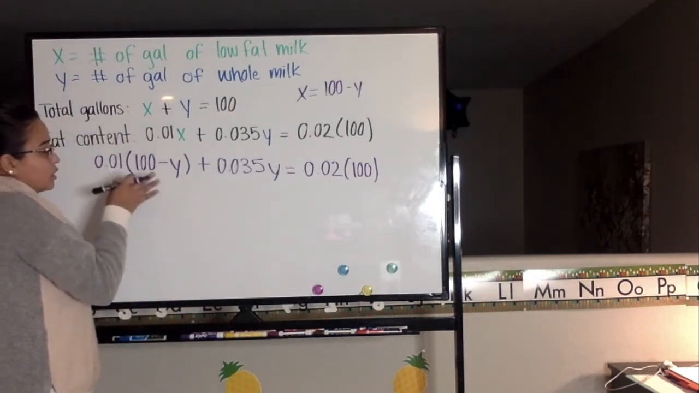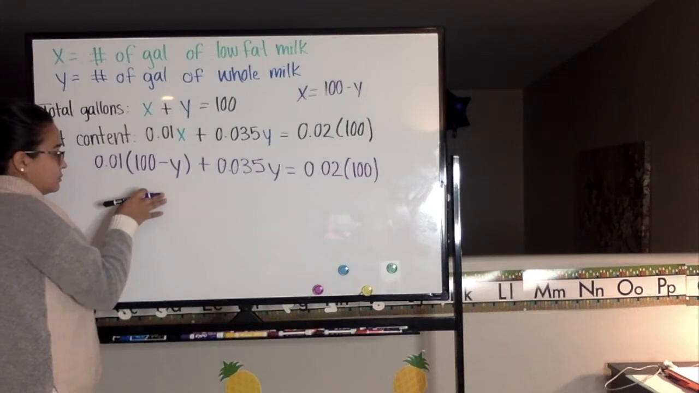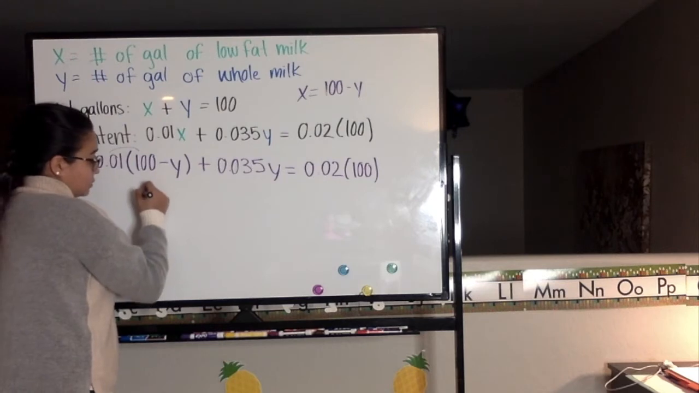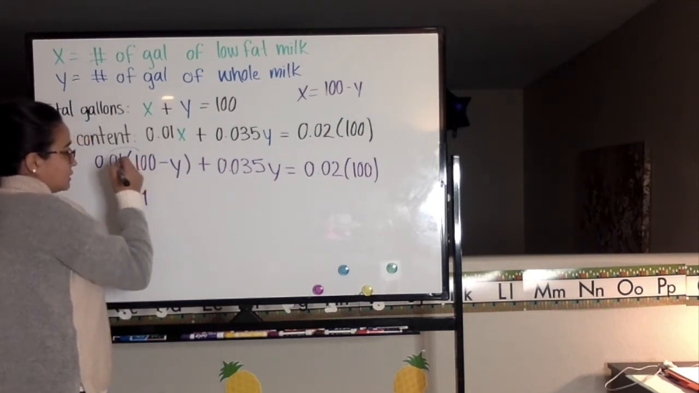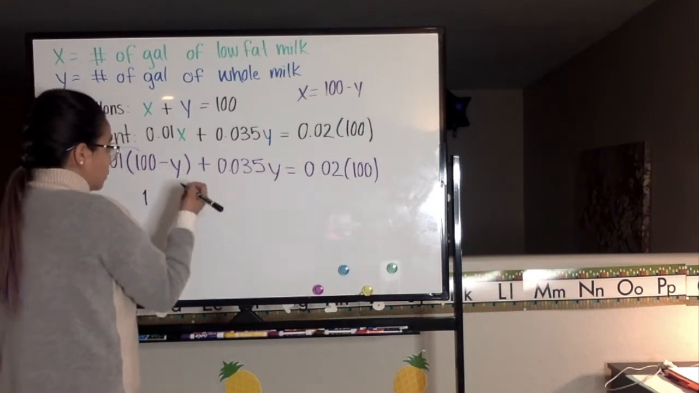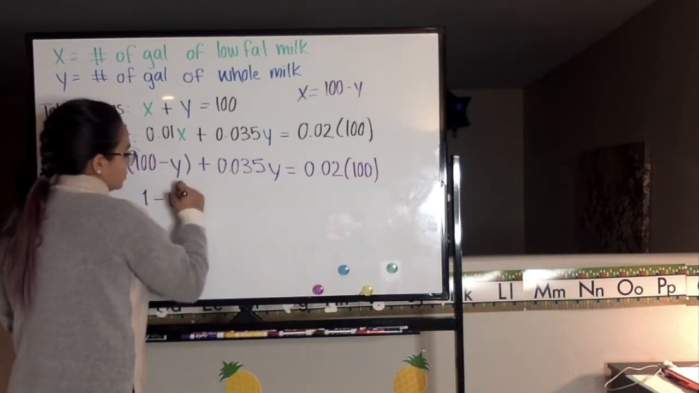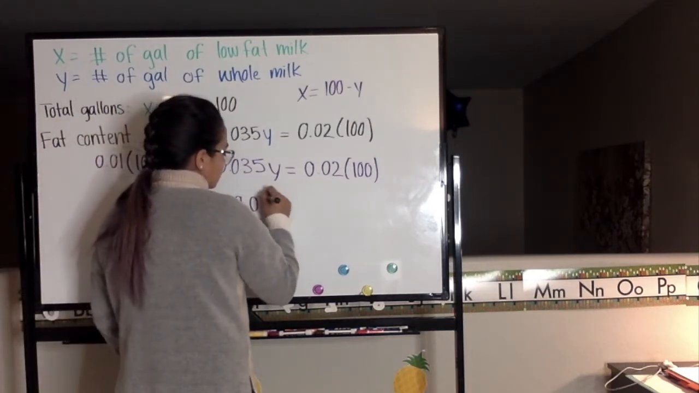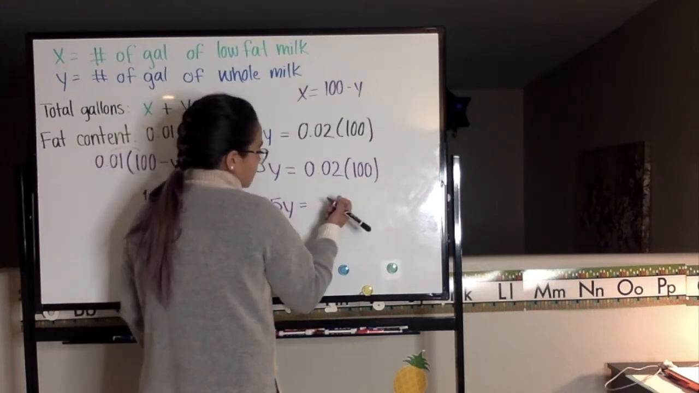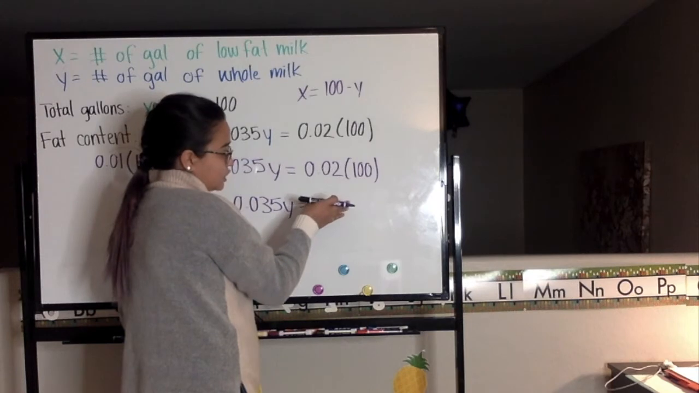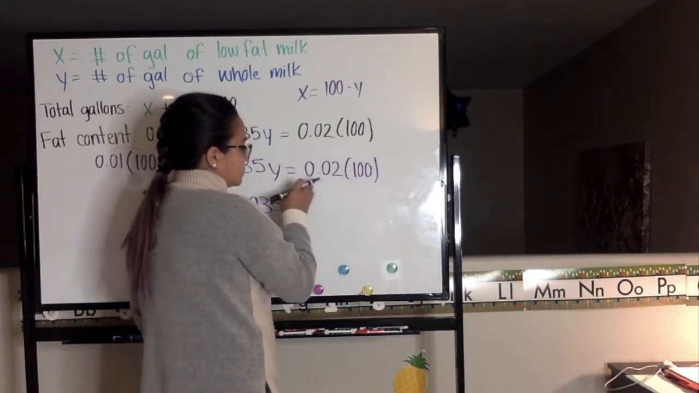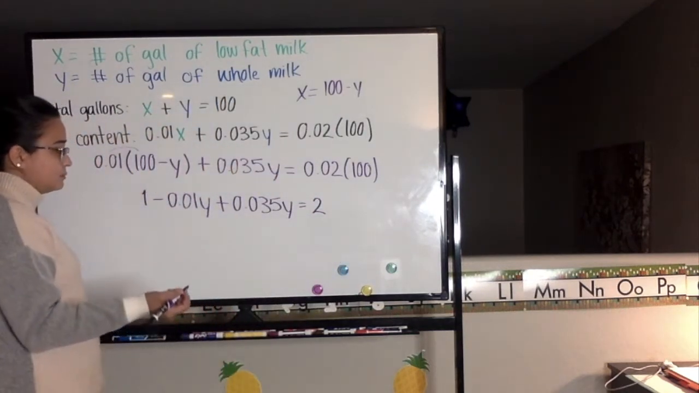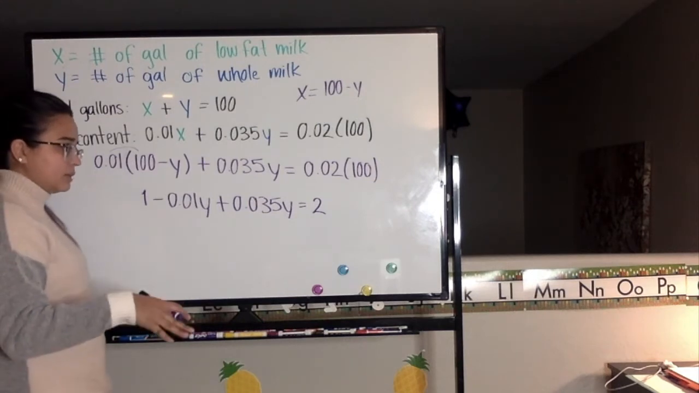Now we're going to start with this side. We're going to start with distribution. Now 0.01 times 100 is actually equal to 1, and 0.01 times negative Y is equal to minus 0.01Y, plus, write out the rest of the equation, equal to, now we're going to multiply this side of the equation, and 100 times 0.02 is equal to 2. Okay? It's looking better.